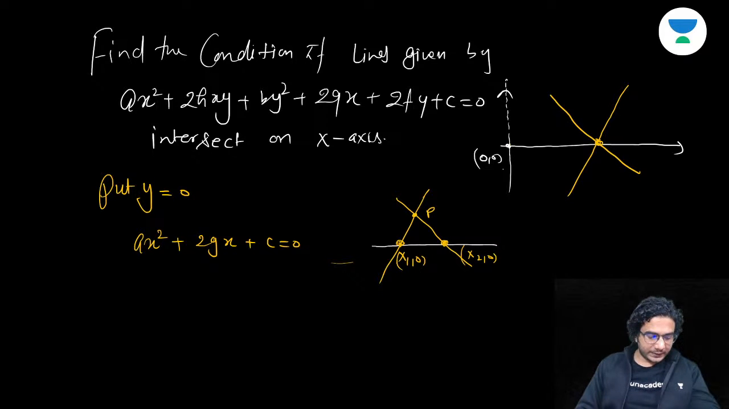g square is equal to ac. Yeah, G, your answer is correct. So yeah, discriminant of this quadratic should be 0. Why? Because these 2 points are actually identical. x1 is equal to x2. In this case, x1 is equal to x2, right?